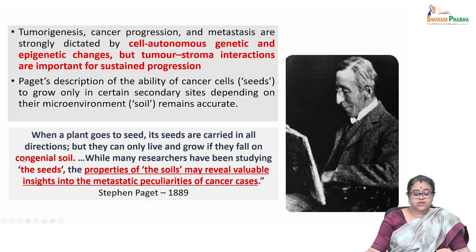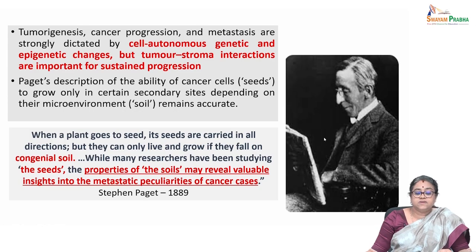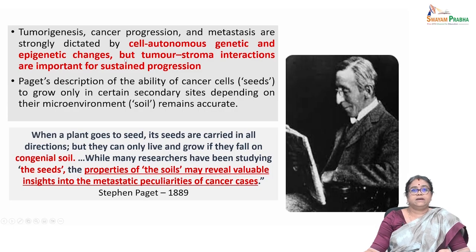So this is Stephen Paget, who in the year 1889 came up with the hypothesis which is called the seed and soil hypothesis. That is, tumorigenesis, cancer progression, and metastasis are all strongly dictated by cell autonomous genetic and epigenetic changes. That is, the tumor cells as such will have a lot of mutations, which is going to make them autonomous. They will stop responding to the growth factors and growth factor signals, basically. They will stop responding to that and they function in an autonomous way.